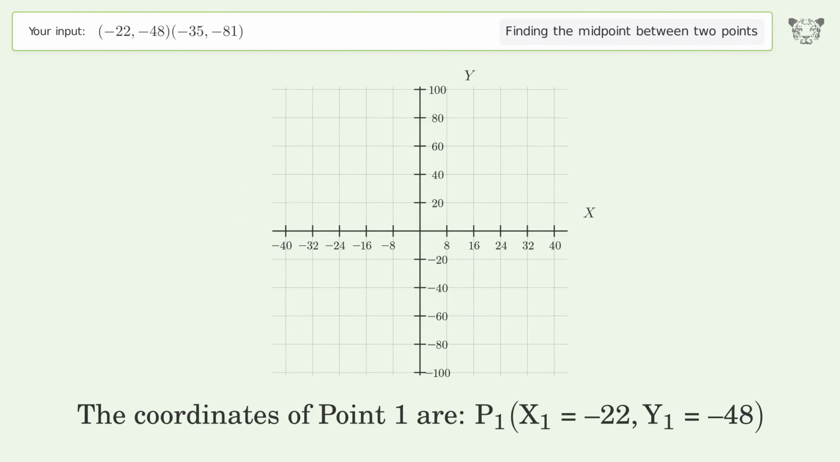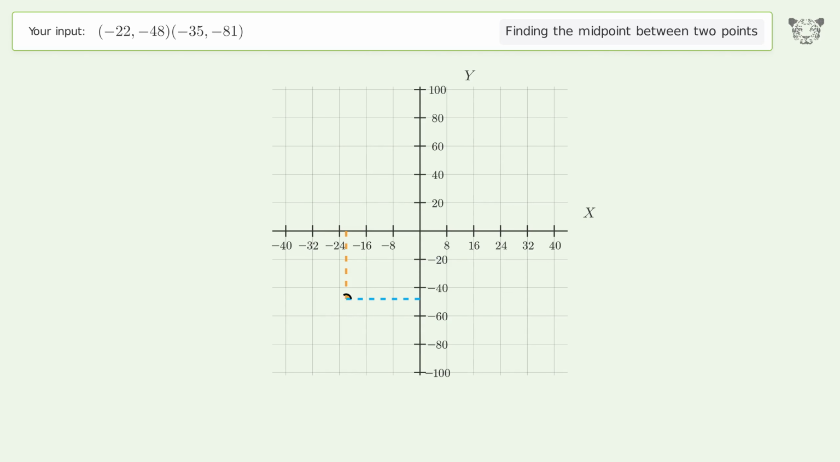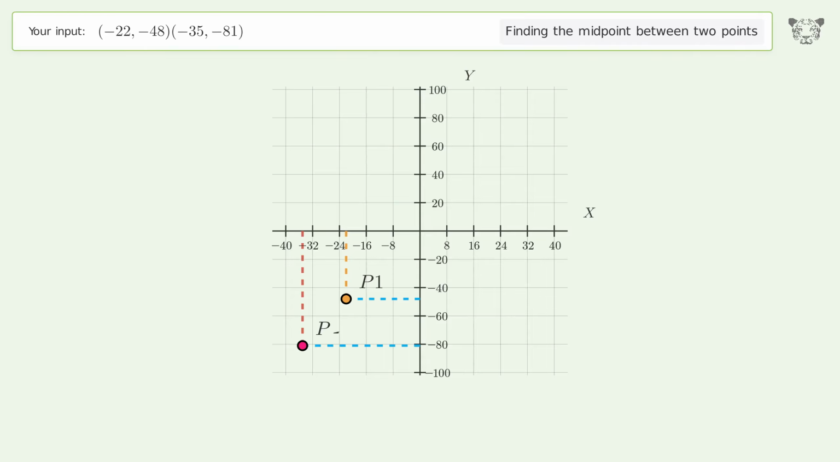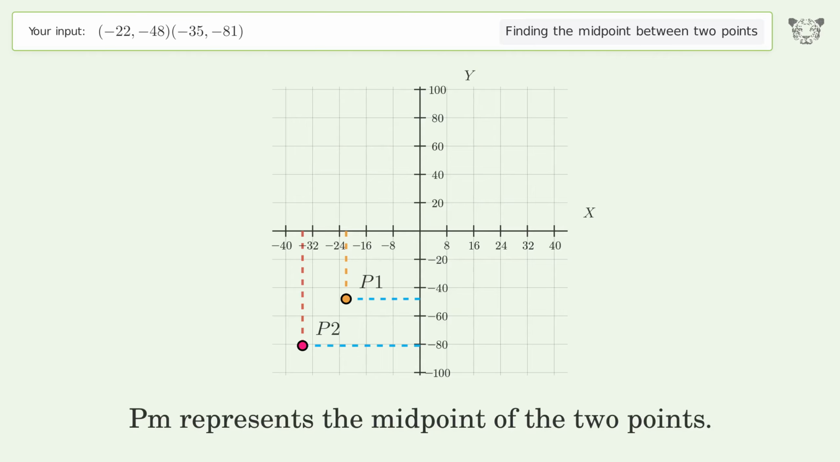The coordinates of point 1 are, x1 equals -22, y1 equals -48. The coordinates of point 2 are, x2 equals -35, y2 equals -81. PM represents the midpoint of the 2 points.